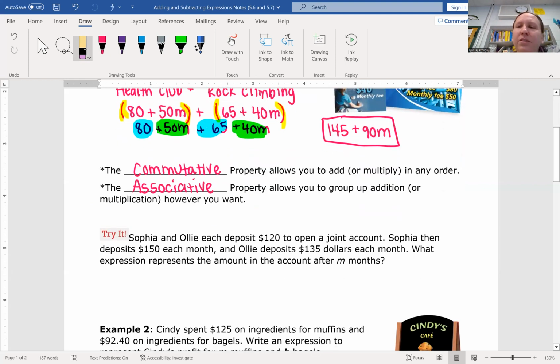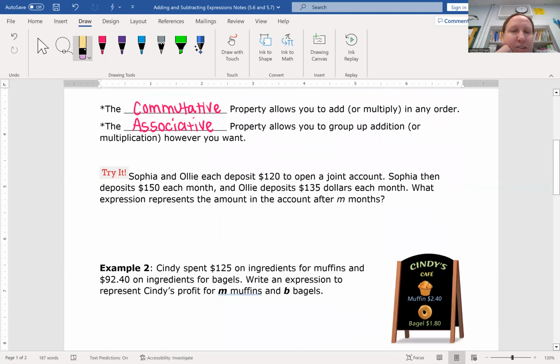Okay, there's a try it. So I would like you to pause the video and give this one a try. And when you think you are good, please press play again. I do want to note that it says Sophia and Ali each deposit 120 to open a joint account. Okay, so pause and go ahead and try that.